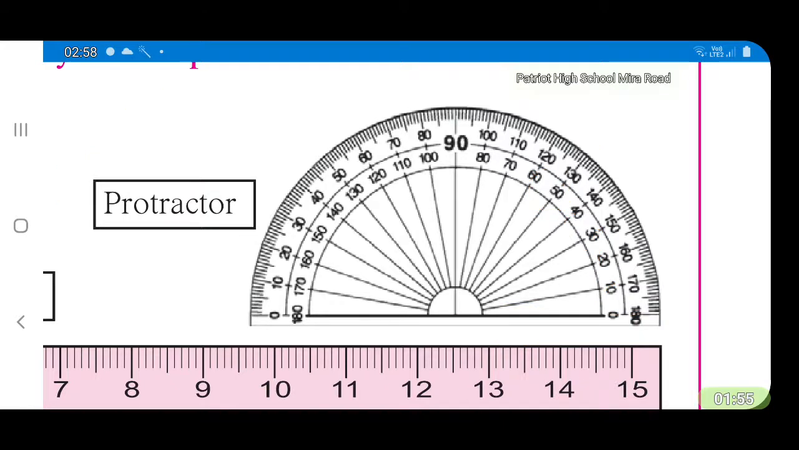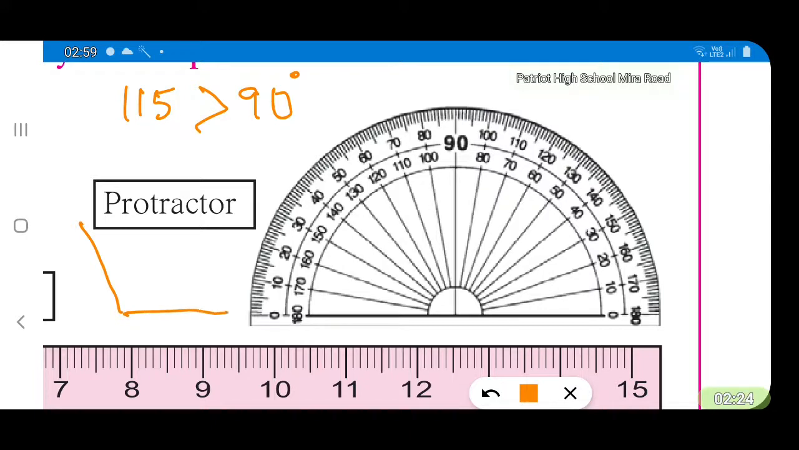Coming to the next angle, which is 115 degrees. Can you tell me whether it is more than 90 degrees or less than 90 degrees? Yes, 115 is more than 90 degrees. So it is an obtuse angle. An obtuse angle will be like this: A, B, C. It will appear somewhat like this.